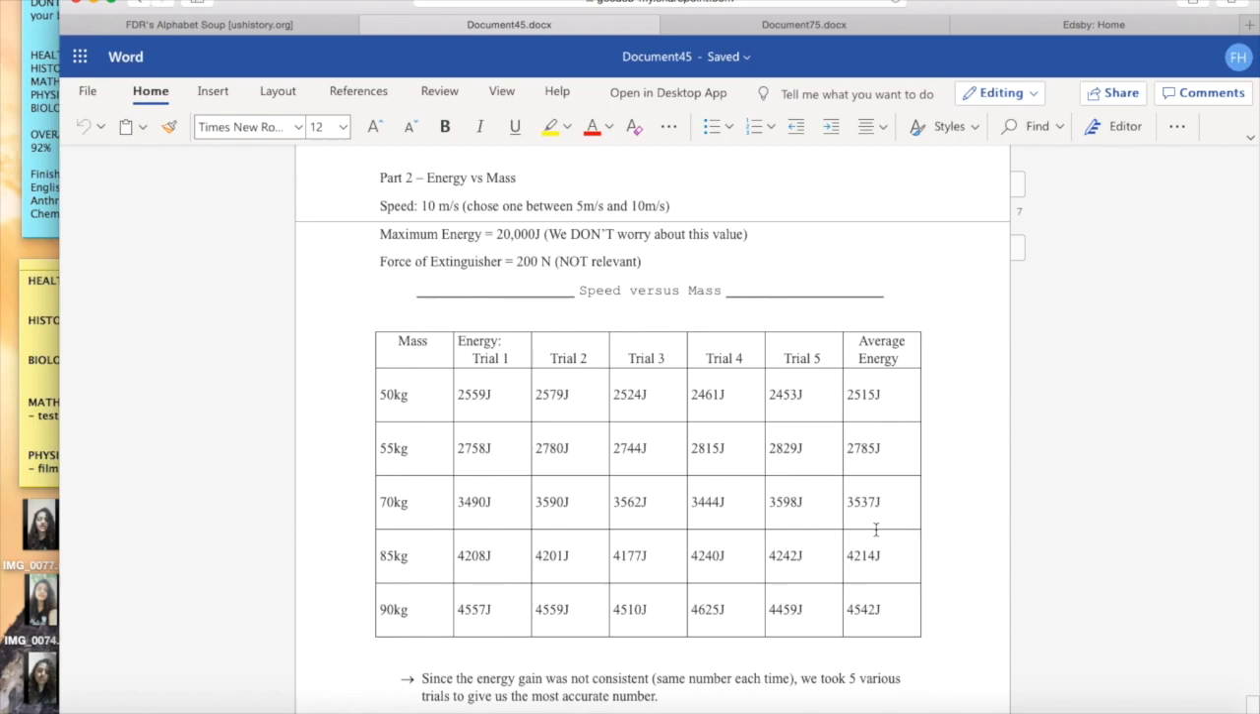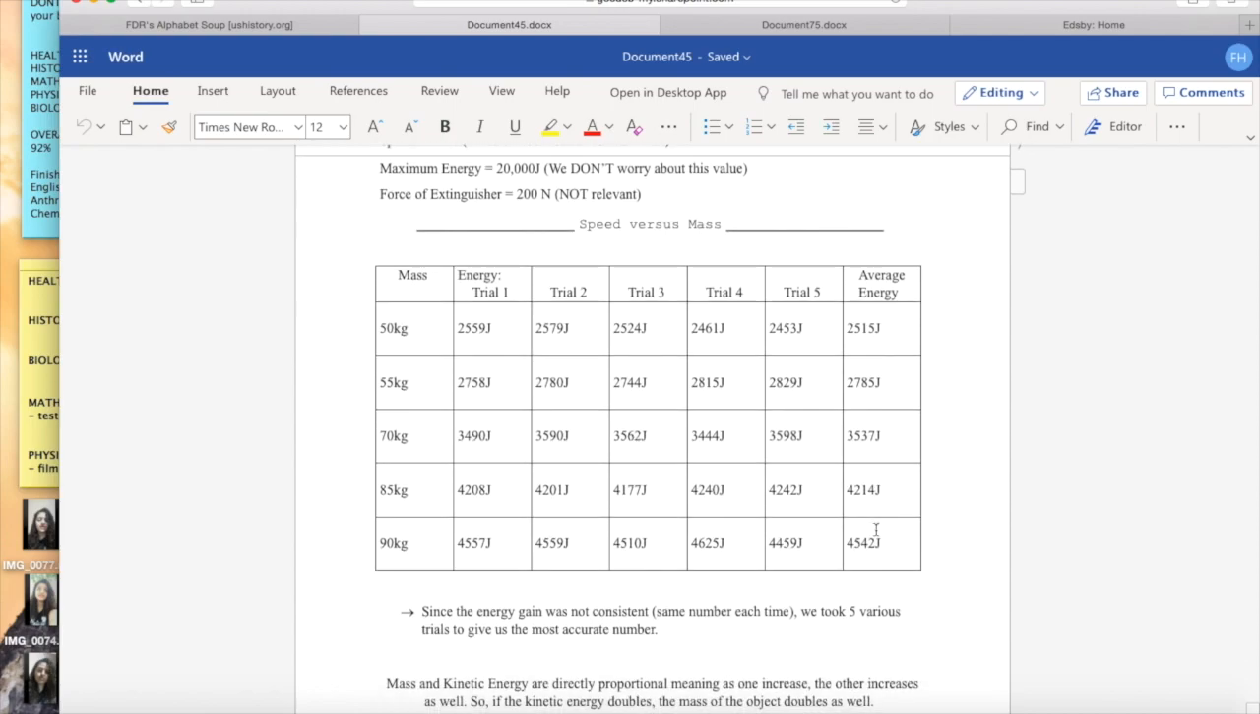Similarly to the first part where we kept mass consistent when we were looking at speed, we're going to keep speed consistent on this part when we're looking for mass. We had the opportunity to choose between 5 meters per second and 10 meters per second. We just chose 10 meters per second. We also kept the maximum energy and the force of the extinguisher the same amount as the first part of the lab.